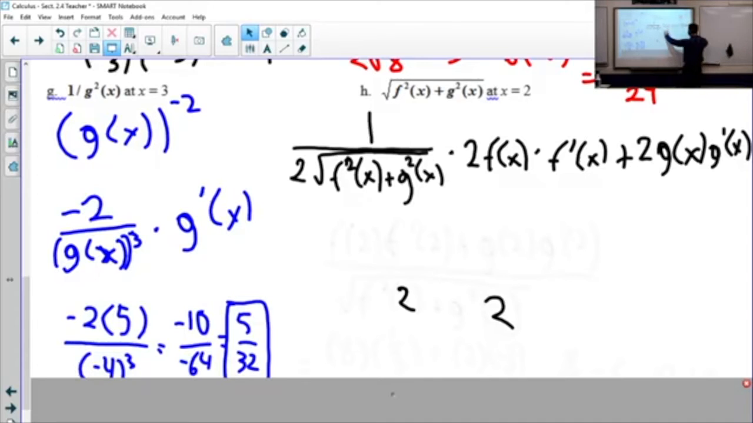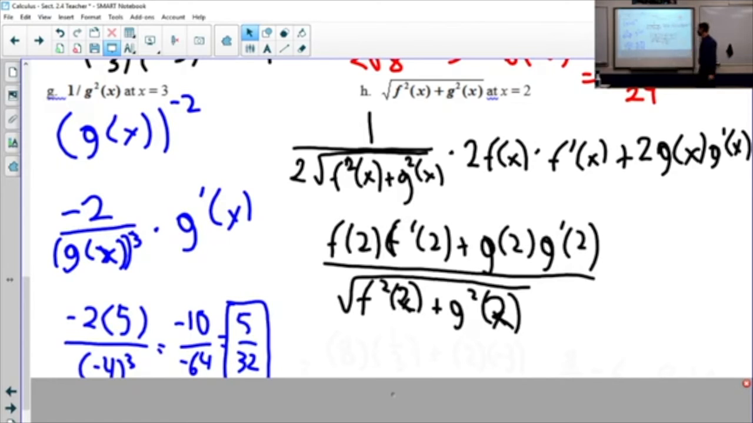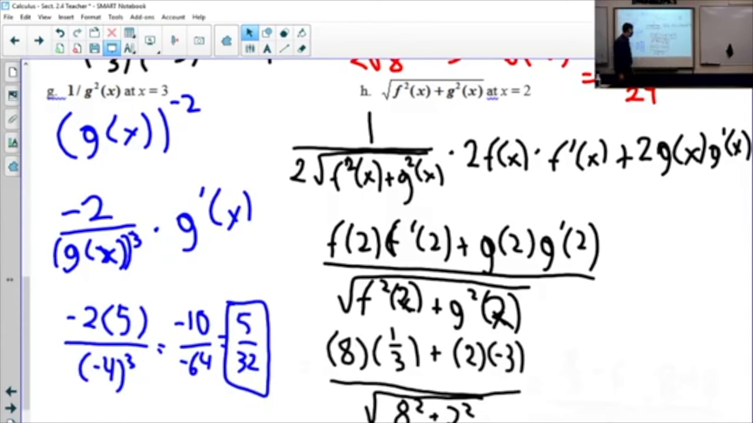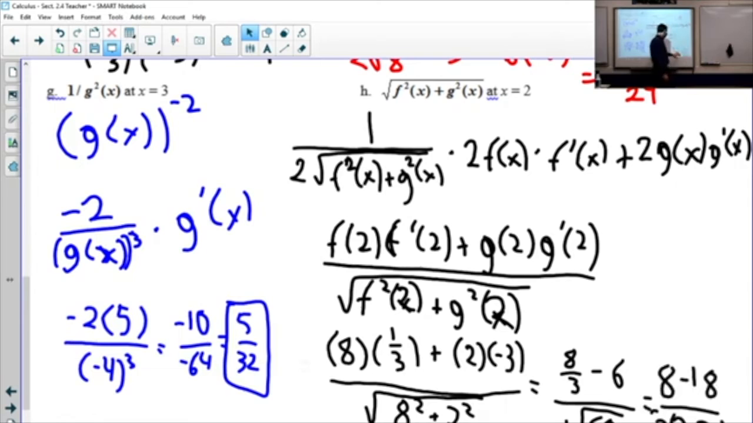So I'm going to simplify and move around a little bit. These 2's can cancel with this 2. And we want to plug in 2 each time for each of those. And now it's just a matter of plugging in numbers and doing some simplifying. 8 times 1/3 plus 2 times negative 3, over the square root of f squared of 2, so 8 squared, plus g squared of 2, 2 squared. So 8/3 minus 6 over the square root of 68.